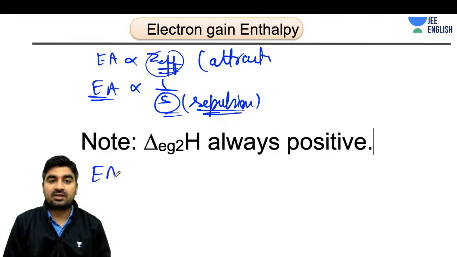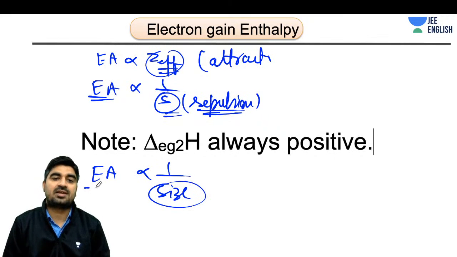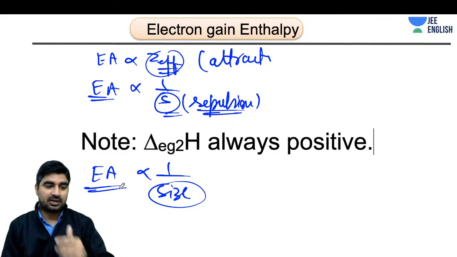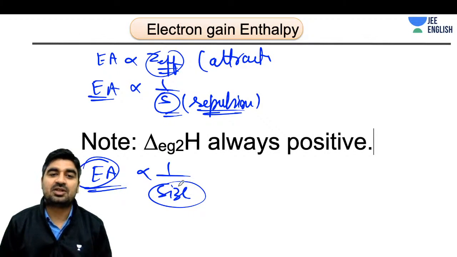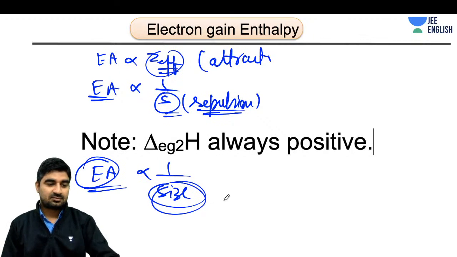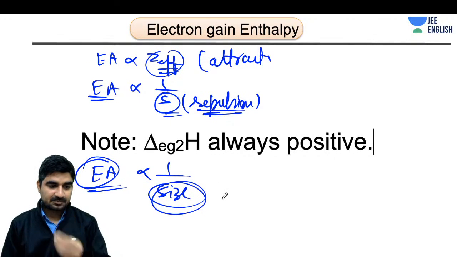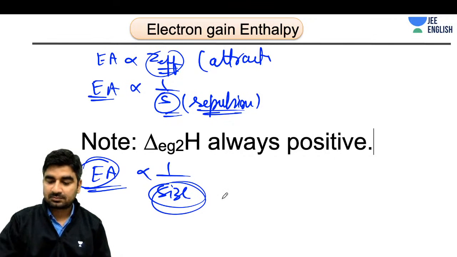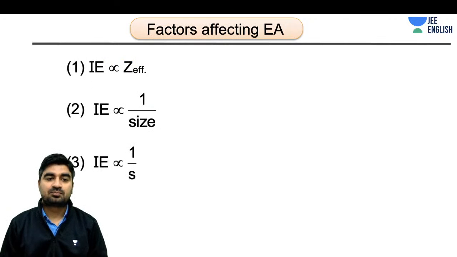And electron affinity is inversely proportional to size. The more the size, the lower will be the tendency to gain electron. Got it? Less will be the tendency to gain electron. I hope now you got it. Tell me now. Any doubt?